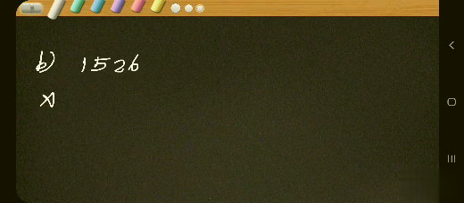1526. So let's try to do the answer. We have to check whether the given number is divisible by 7 or not. That is our aim, isn't it? For that, what we have to do? Which is our first step? Yes, first find out the last digit. Which is the last digit here? 6. And the first step is last digit into 2.